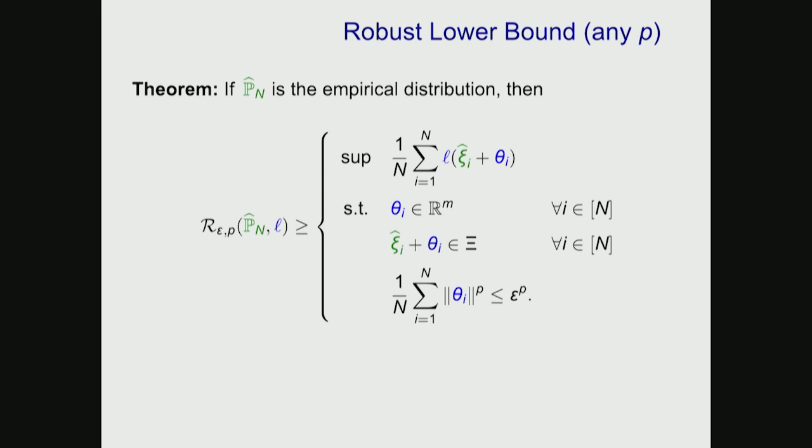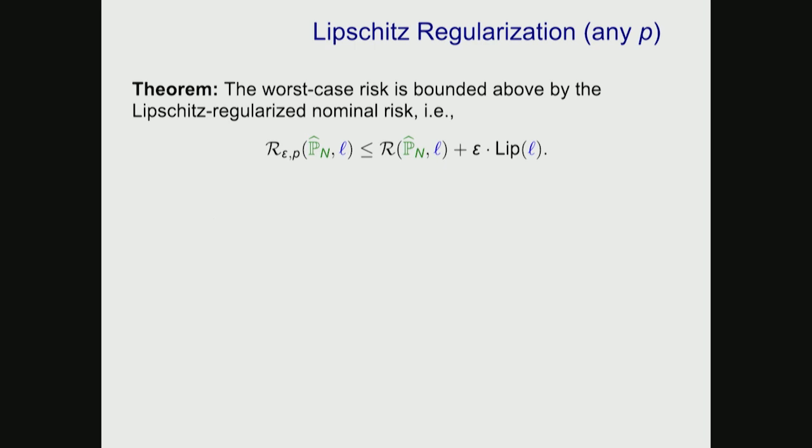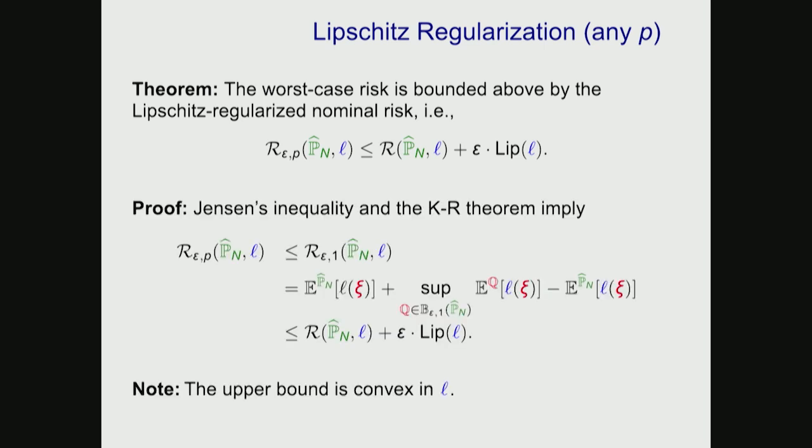This maximization problem is probably easy to solve if the loss function is concave in the uncertainties. So in this case, this lower bound would be easy to compute. We can also come up with a pessimistic upper bound. Indeed, one can show that the worst case risk is always bounded above by the Lipschitz regularized nominal risk. So it's always bounded above by the nominal risk, the actual risk under the nominal distribution, plus epsilon times the Lipschitz modulus of our loss function. In fact, it's very easy to prove that this upper bound holds by just using Jensen's inequality and the Kantorovich-Rubinstein theorem, but let me not go into details here.